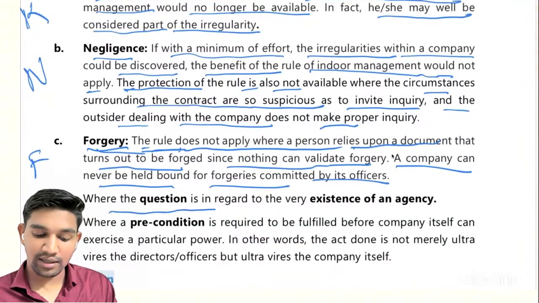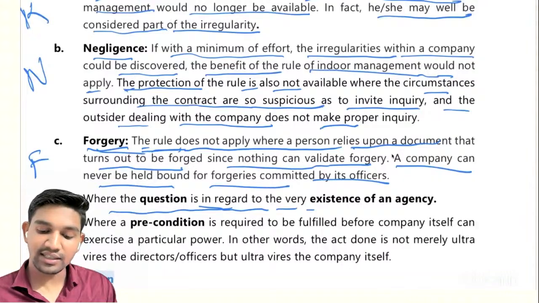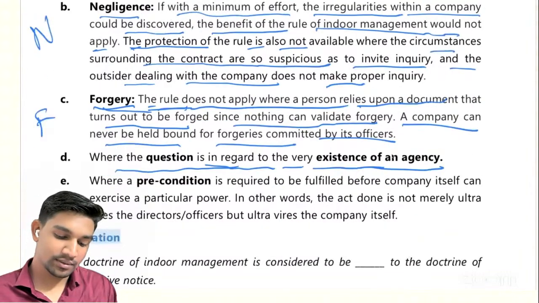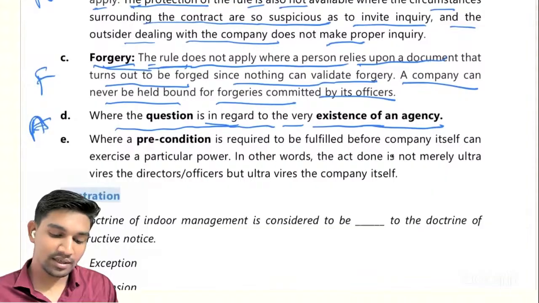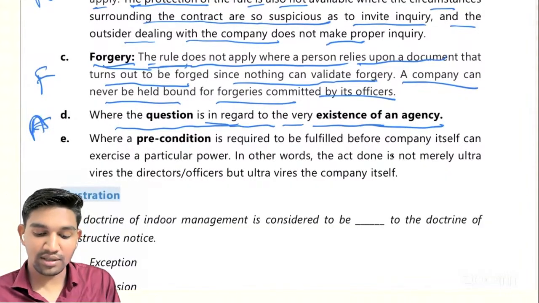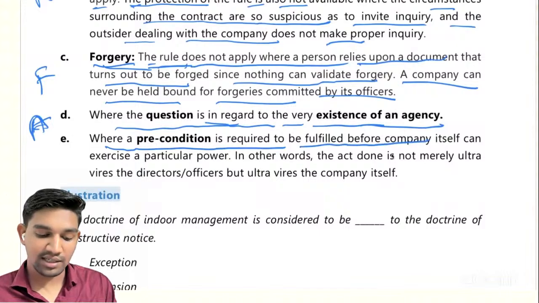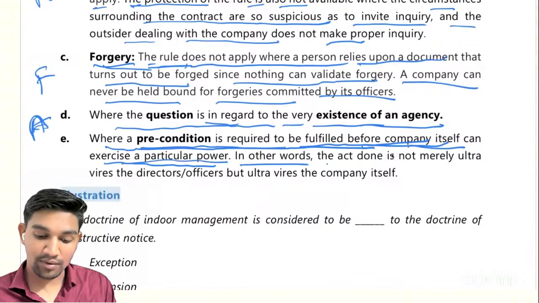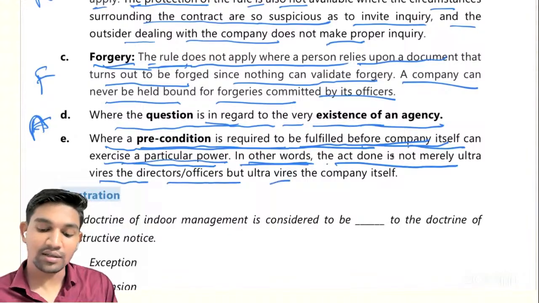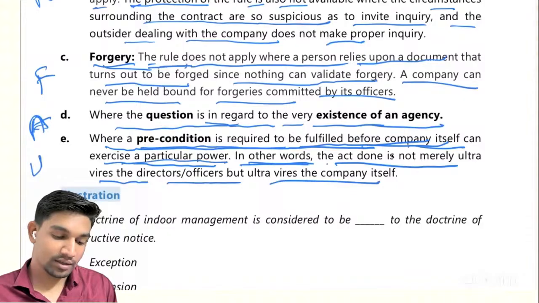Where the question is in regard to the very existence of an agency. Because if he is not a director of the company and he is making the transactions, then the question is in regard to the very existence of an agency, where a precondition is required to be fulfilled before the company itself can exercise a particular power. In other words, the act done is not merely ultra vires the director or officer, but ultra vires the company itself.